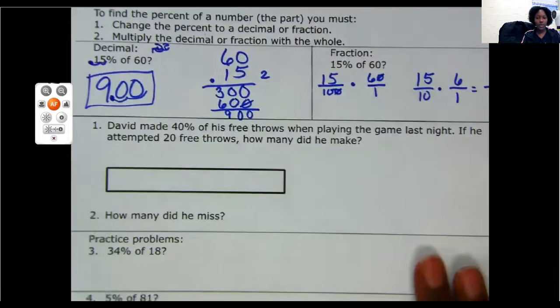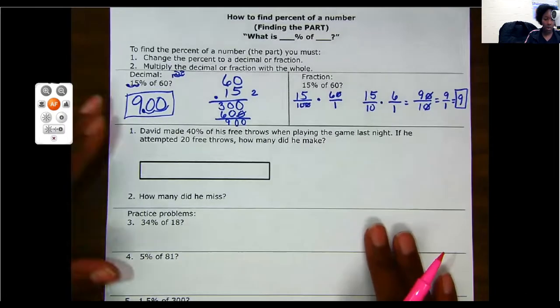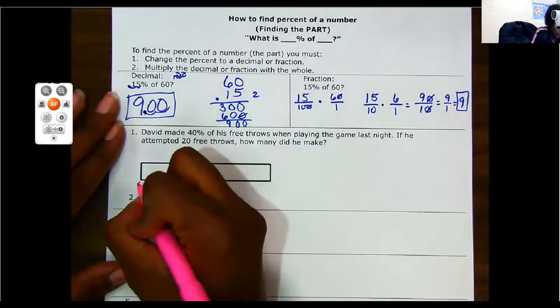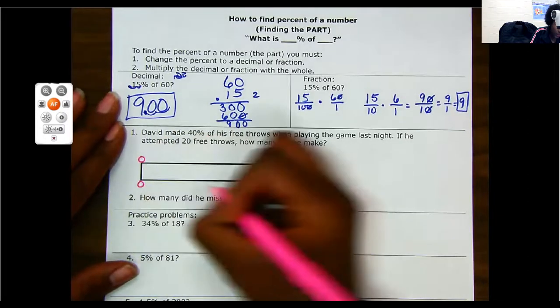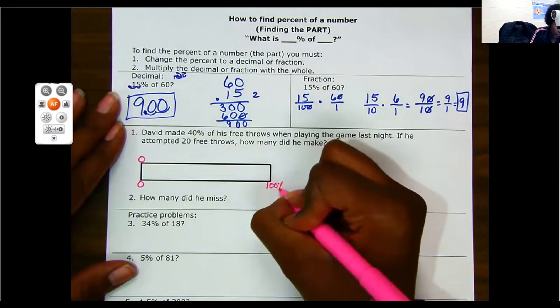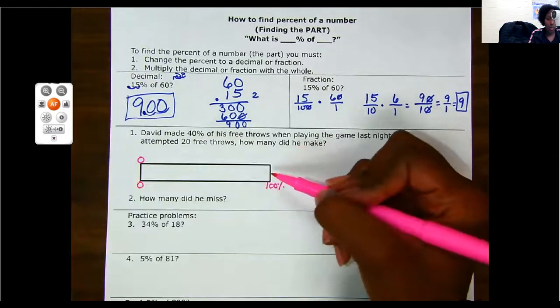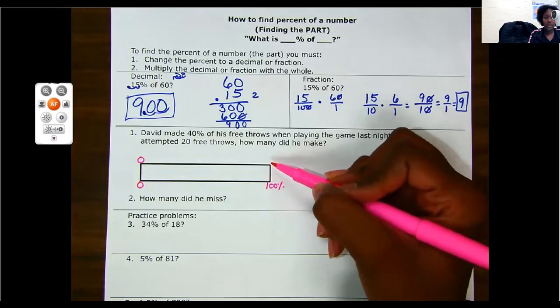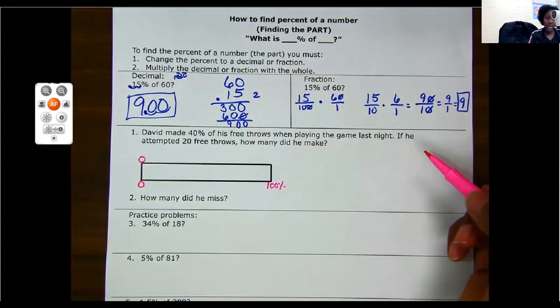Now, let's look at another way that we can solve. We can use what's called a percent bar. When you're talking about a percent bar, your percents are at the bottom. Remember, it's out of 100%. And whatever your whole is will go above the 100. Let's see how this works. David made 40% of his free throws when playing the game last night. If he attempted 20 free throws, how many did he make?